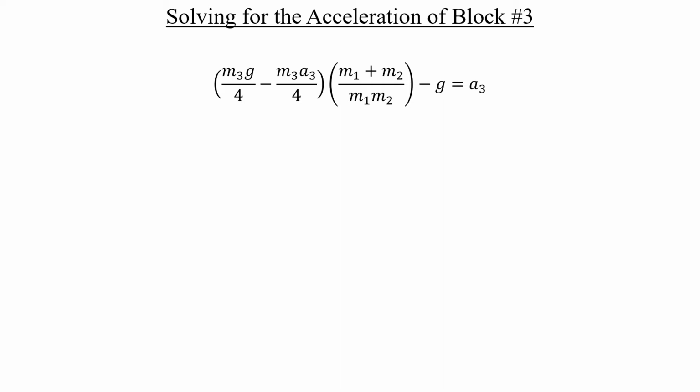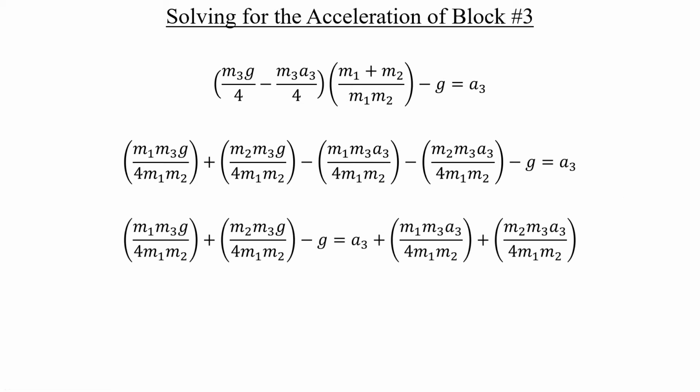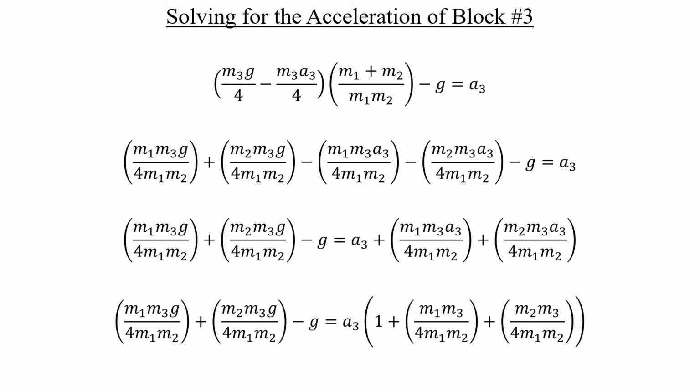The idea here is to FOIL this expression into 4 terms that all have common denominators. Notice that 2 of these terms here contain the acceleration of block 3, which belongs on the right-hand side, not the left. Let's move those 2 over, like this. Next, we can factor out the acceleration of block 3 from everything on the right.